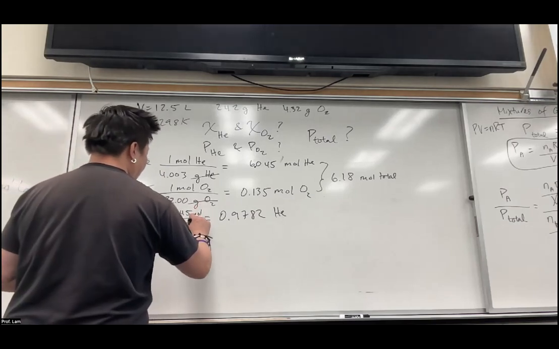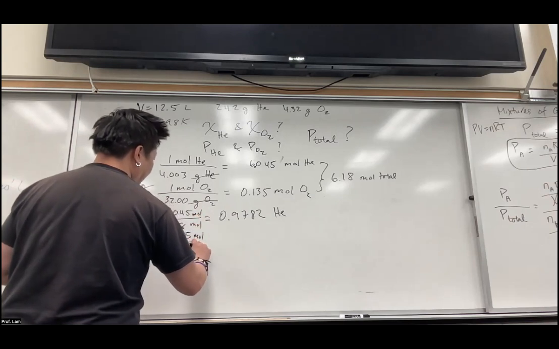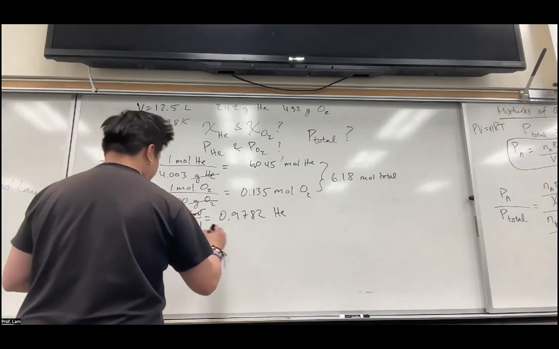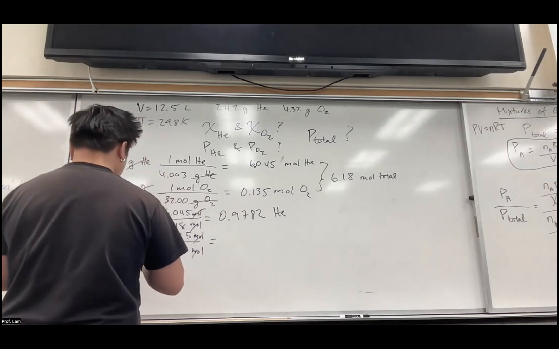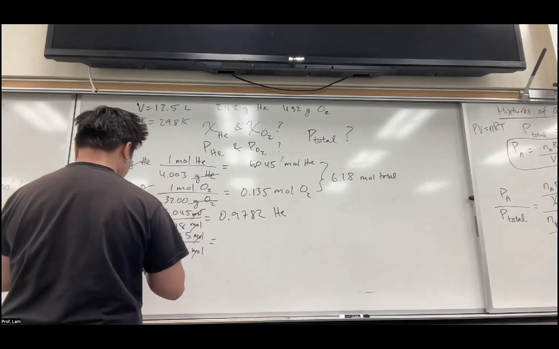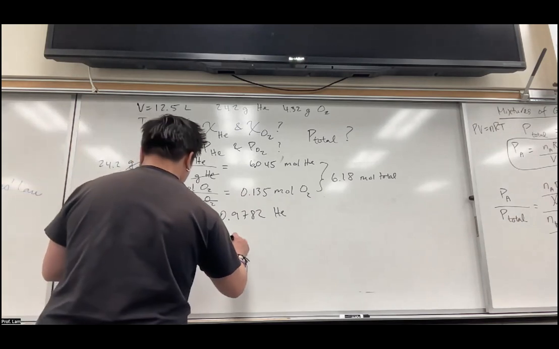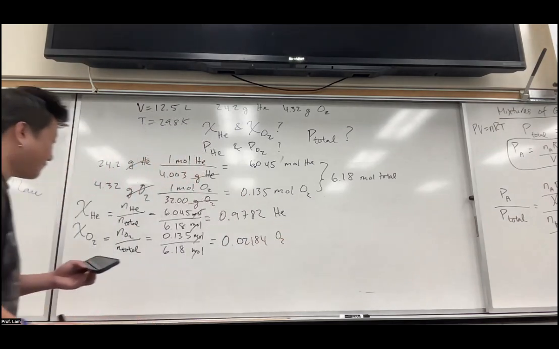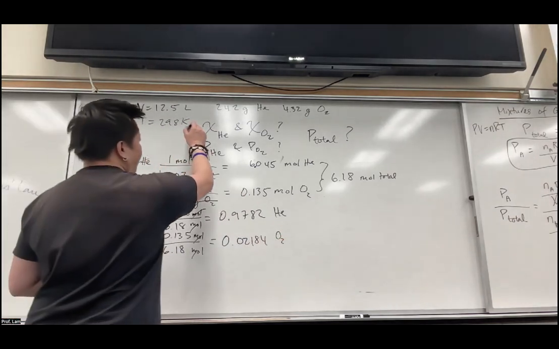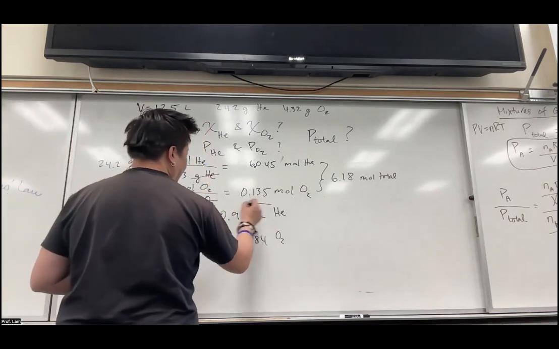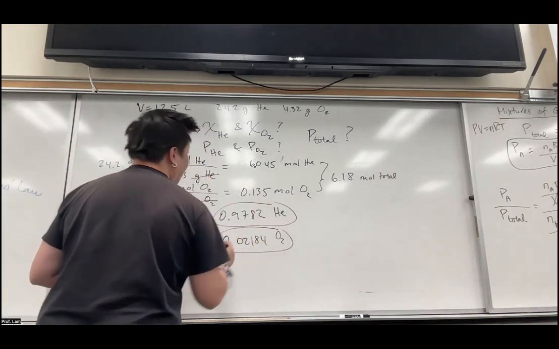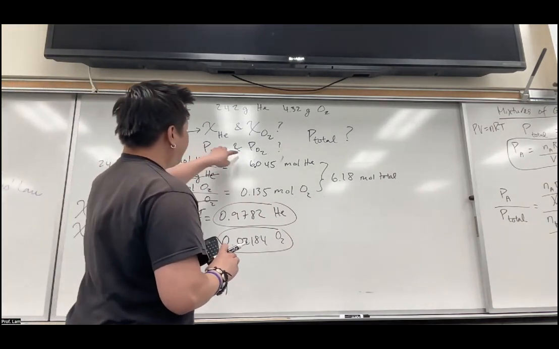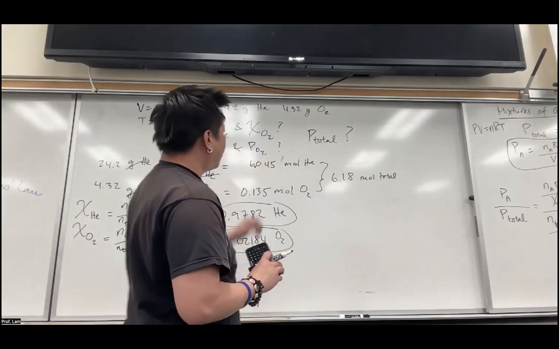Remember, these are mole numbers, so that's why the unit gets canceled. So it's not moles anymore, it's just a fraction. Right? So this is 0.02184 for O2. Okay, so cool. We found this, right? So circle it. Right. Now we have this left: P helium, P O2, and P total.